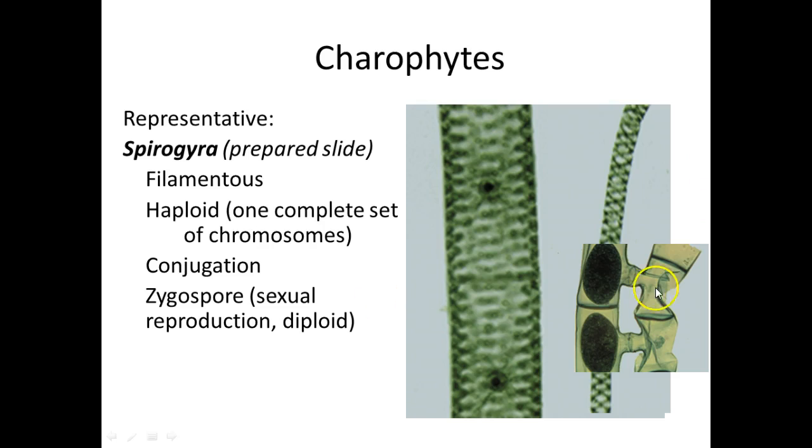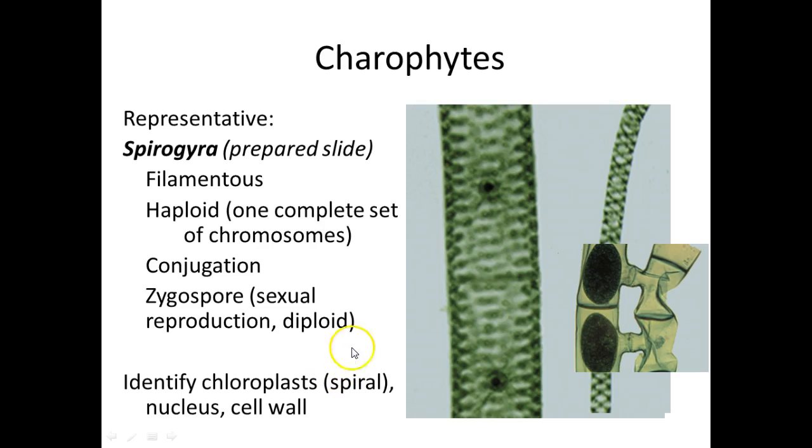Oh, there's mine. So this is that zygospore. See how two came together? And it formed that sexual spore that will bust out of there and form a whole other genetically different strand of Spirogyra. So what are we going to need to be able to identify? Those spiral-shaped chloroplasts, the nucleus, and again, notice the division between cells, that these are filamentous. That's the cell wall. You can really see the cell wall there between those guys.